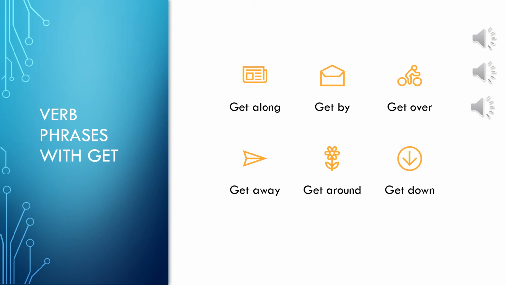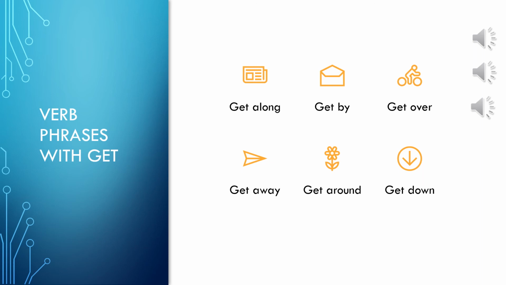Next word is get away. Get away is again a phrasal verb, and it means to escape from a person or a place. When you escape from a person or a place, that means you get away from something, right? So I would make a sentence: be careful, don't let him get away.